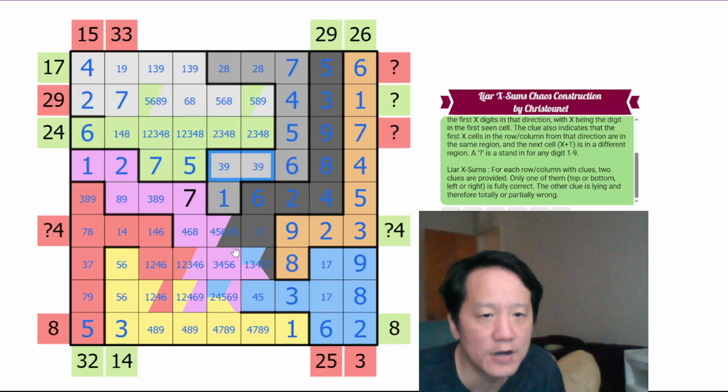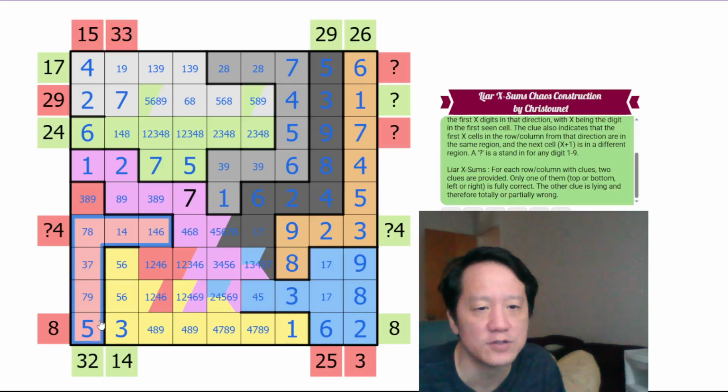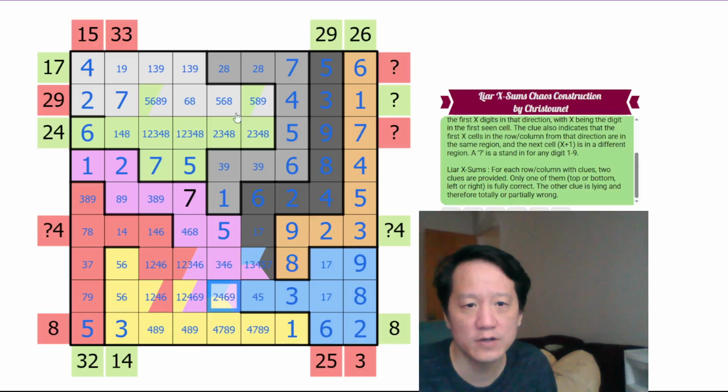Oh, we need a 5 somewhere in row 6. And this can't be 5 because it's in the red region. This can't be 5 because of 5 in the column. This can't be 5 because of 5 in the dark region, and these are all filled out. So this has to be 5, which cannot be dark. It has to be pink. So then we have 5 for pink. No 5 here, no 5 here.